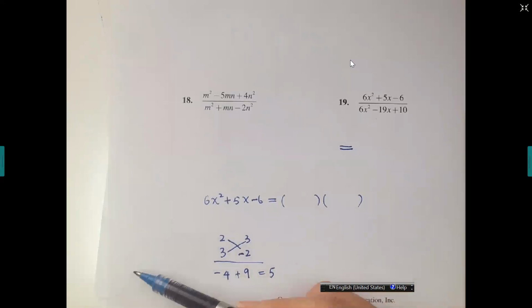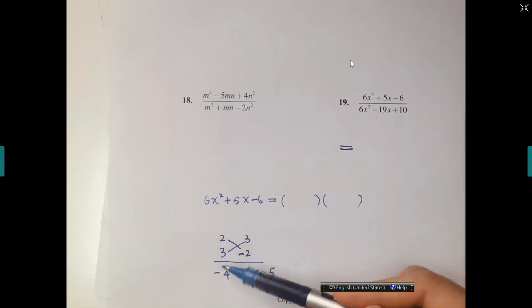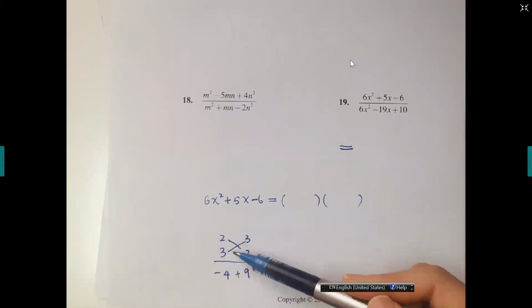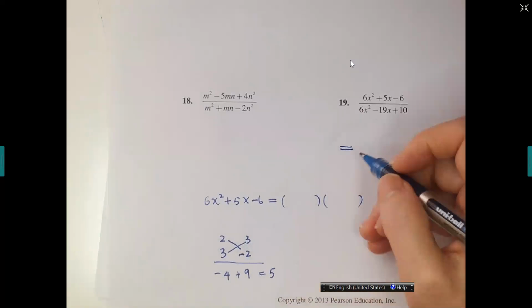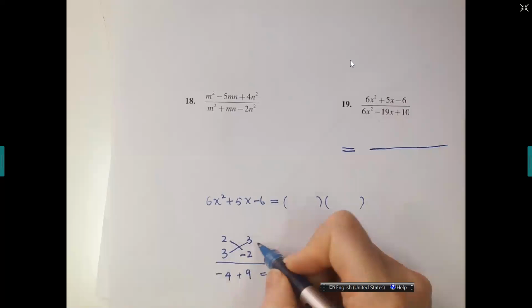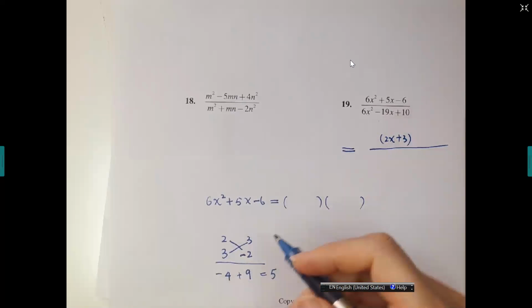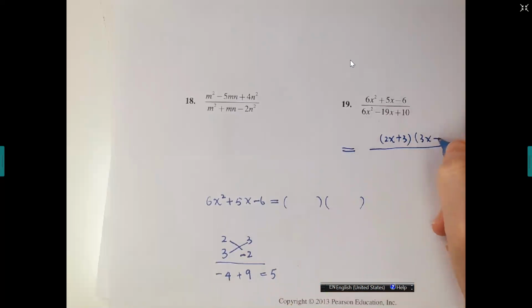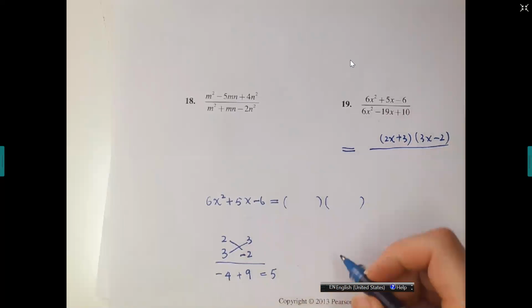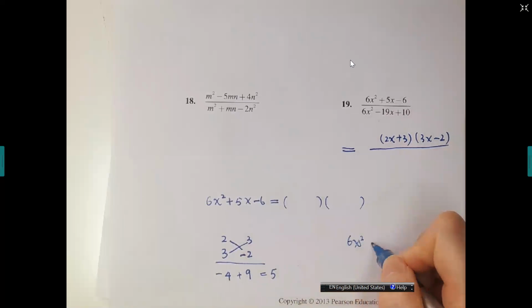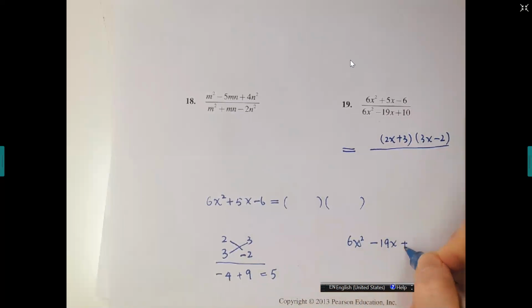You'll find none of them is working. When you reach this combination, finally it works, and you can stop now. Those four numbers are the ones you're looking for, and you put them into two binomials. The 2 and 3 means 2x plus 3. The 3 and negative 2 means 3x minus 2. That's the numerator. For the denominator, I have 6x squared minus 19x plus 10.